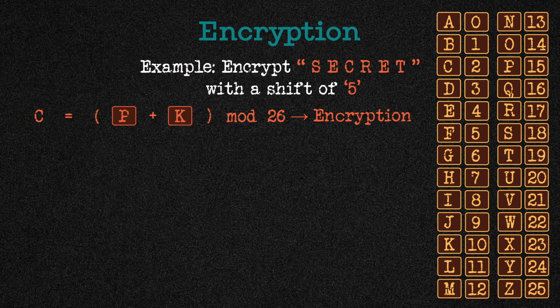Let's encrypt the plaintext secret into ciphertext. First, we'll find each letter's position using our alphabet index. S is at position 18. E is at 4. C is at 2. R is at 17. E again at 4. And T at 19.